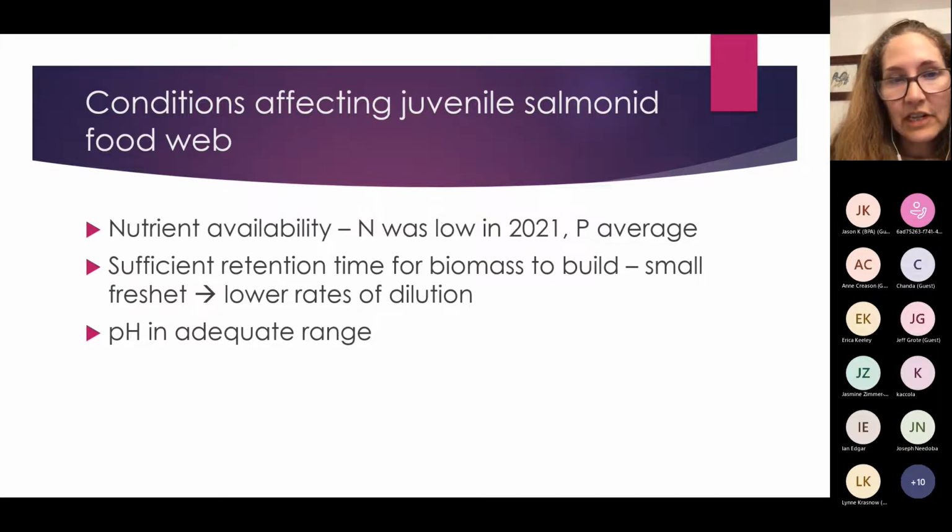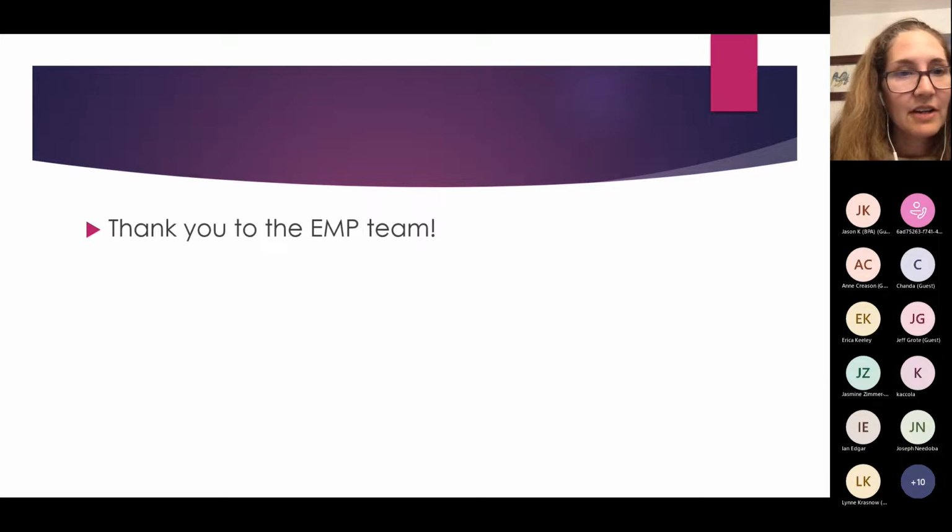You need sufficient retention time for the biomass to build up. And when you have a small freshet like we did, that leads to lower rates of dilution, which leads to the perception that there's more biomass around. But it's really a combination of a lack of dilution and in situ growth. And the pH for the most part was in adequate range. And that is all I wanted to say.